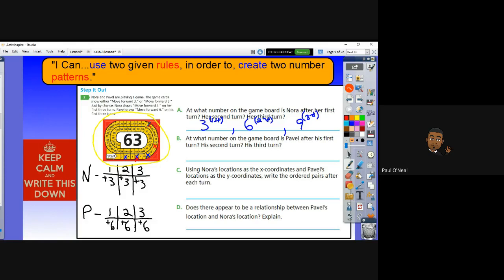So let's answer the question now. At what number on the game board is Pavel after his first turn? His first turn, he was at number 6. I'm just going to write that. His second turn, he was at 12.